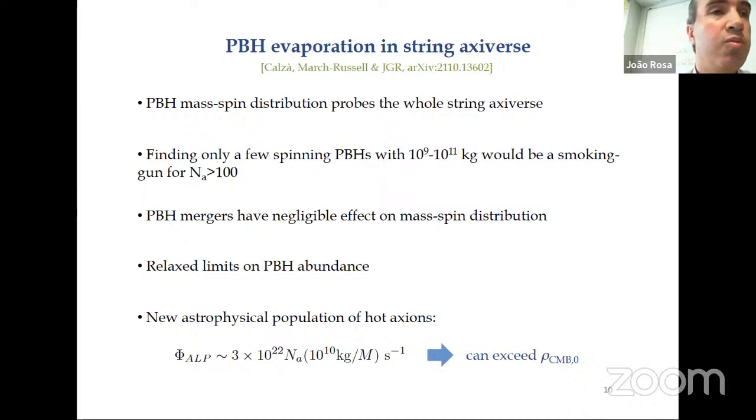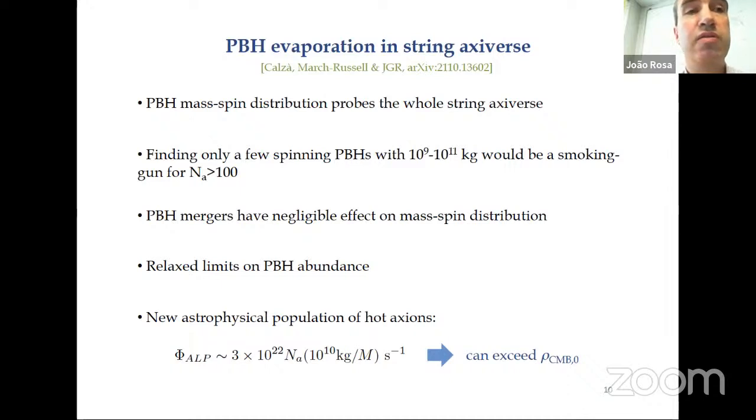Also, an important thing to say is that the limits on the PBH abundance in this mass range, if we take into account axion emission, are relaxed, because the black holes that are evaporating today were born with slightly larger mass than in the standard picture, because they spend most of the age of the universe just emitting more axions than anything else. Another important consequence is that you basically have all these primordial black holes around.